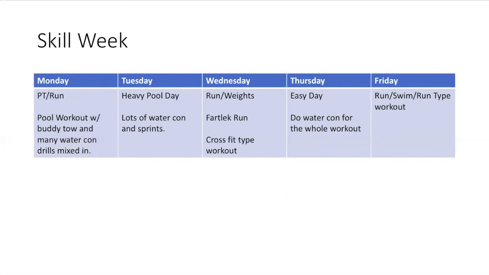So you do a PT run on Monday and head to the pool, and the pool workout would be maybe a 500-meter warm up. Then you move into a bunch of buddy towing if you have a partner. If you don't have a partner, you can do side stroke with a 10-pound dive brick on your hip. The overall goal this week, if you're training for rescue swimmer school, is to increase your buddy tow.